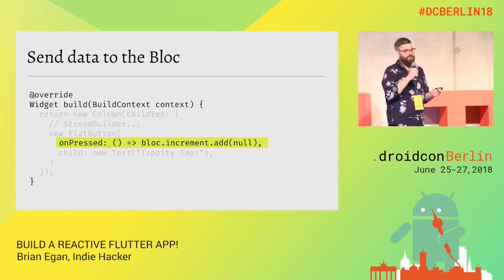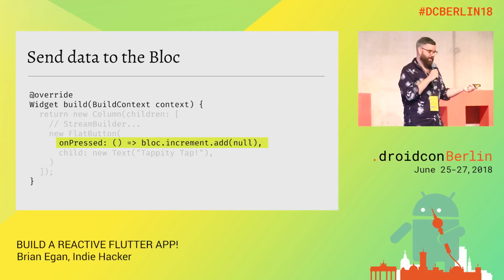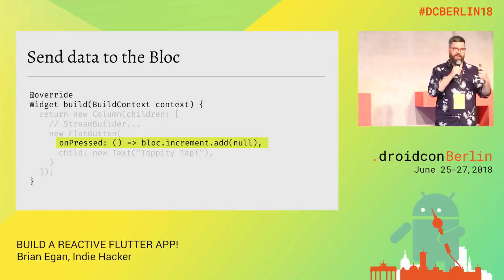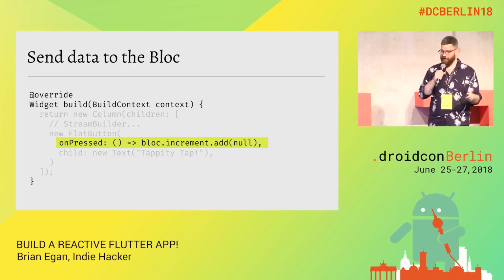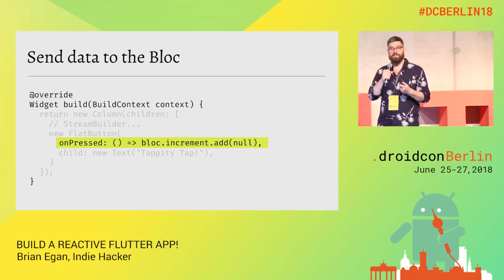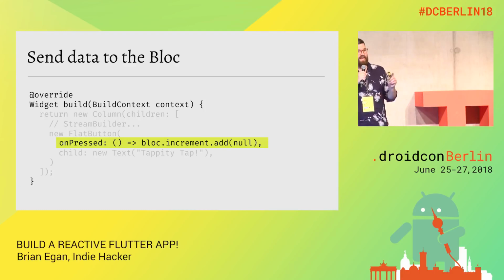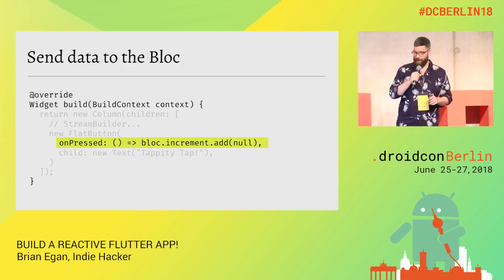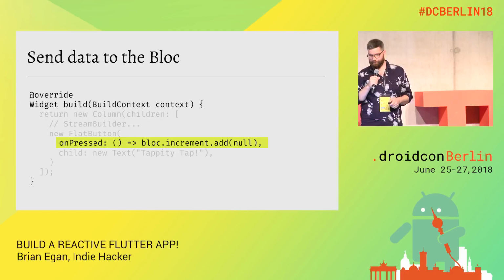The other thing we can do is, of course, we want to be able to send data back to the BLoC so that it can run that accumulator function and increase the count. And so what we'll do is we'll say, OK, since we've got a sink that we can use, we'll just add data to the sink when it's ready to go.